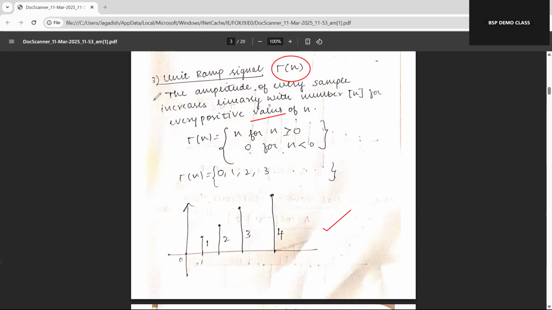First, you have to write the definition, you have to write the condition, then the graph. If you write like this, definitely you will get full marks. This question is for sure. They will ask, definitely they will ask.